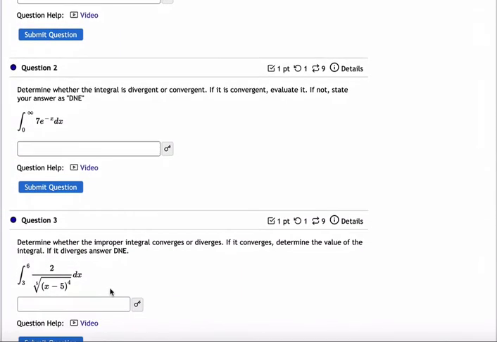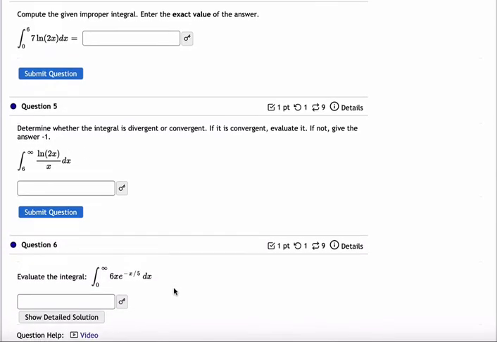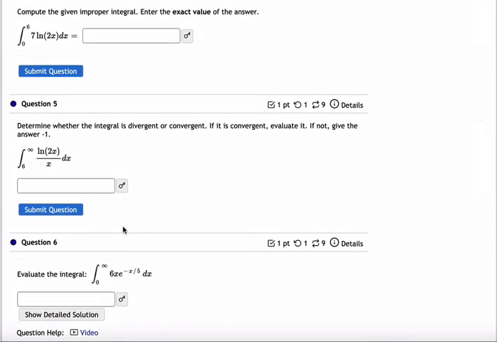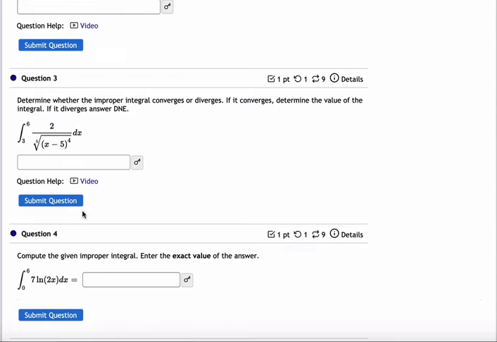Same thing on question 2 and question 3. But for one of these, question 5, if it's divergent, you don't put in DNE, you put in -1 as your answer. So just something to watch out for. Make sure you read through the instructions. And if you get divergent, make sure you put in the way they want you to signify that it's divergent in the first place.